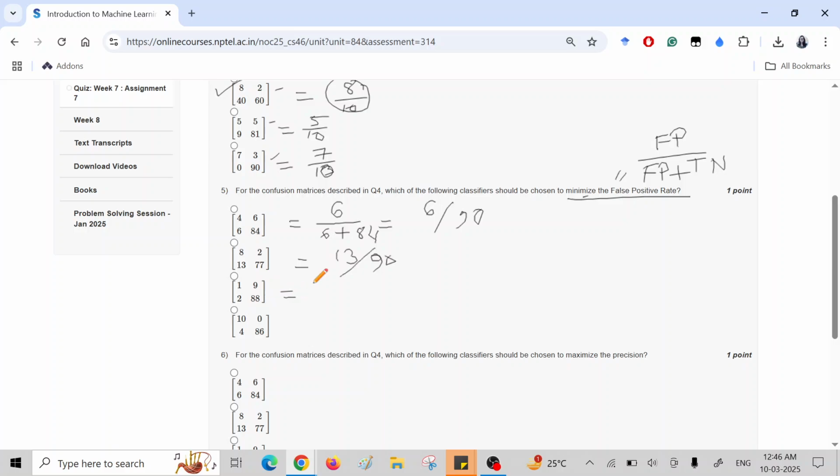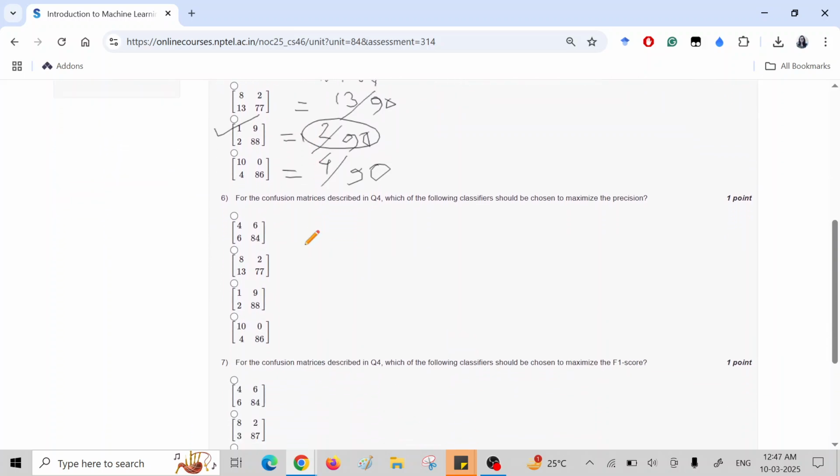Then the option C here: 2 in the numerator upon 2 plus 88, which is 90 again. Then the last option, 4 upon 4 plus 86, which is 90. Since the denominator is the same for all the values, we can easily compare which one is the minimum value. So 2 by 90 is the minimum out of all these four values, right? So here the correct option is C. Question number 5, correct option is C.